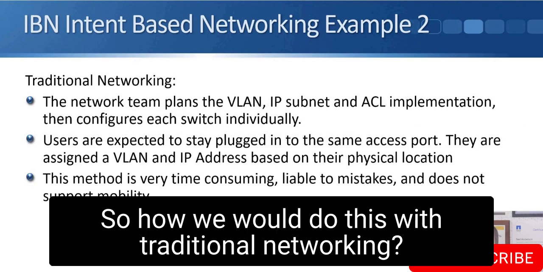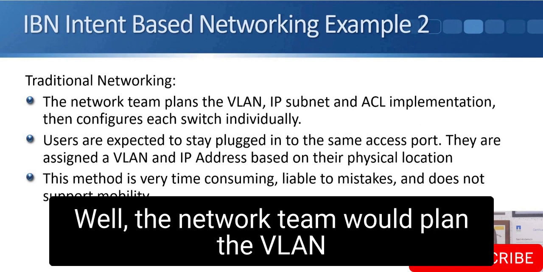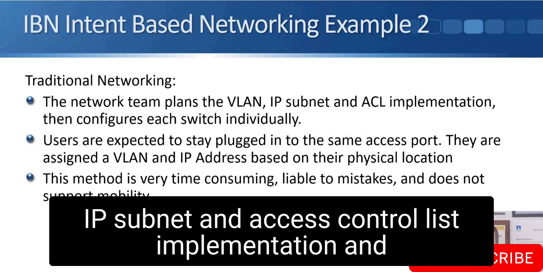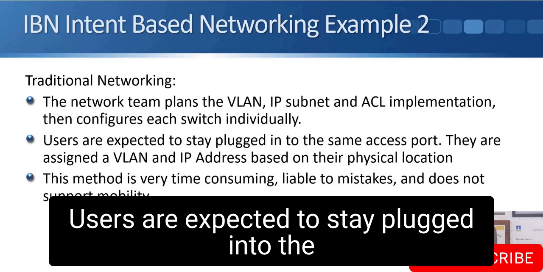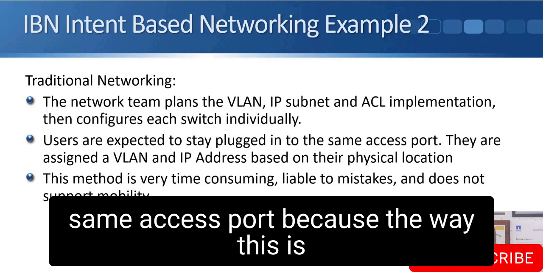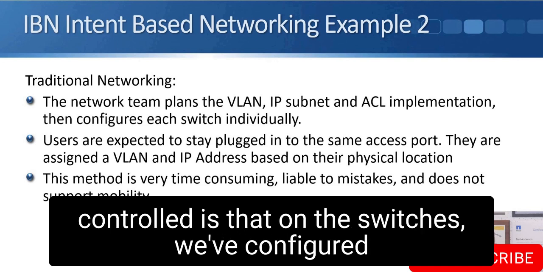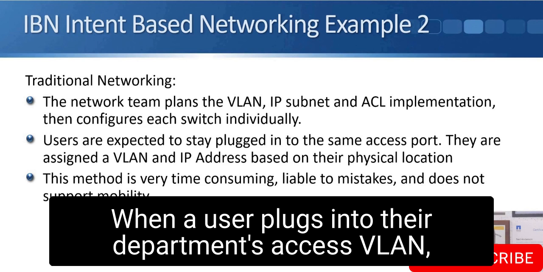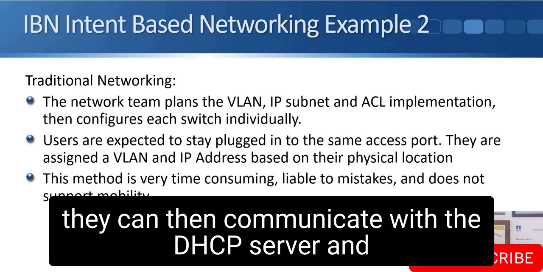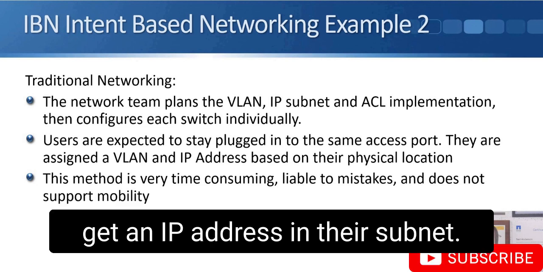So how would we do this with traditional networking? Well, the network team would plan the VLAN, IP subnet, and access control list implementation, and then they would configure each switch individually. Users are expected to stay plugged into the same access port, because the way this is controlled is that on the switches, we've configured our switch ports with an access VLAN. When a user plugs into their department's access VLAN, they can then communicate with the DHCP server and get an IP address in their subnet.